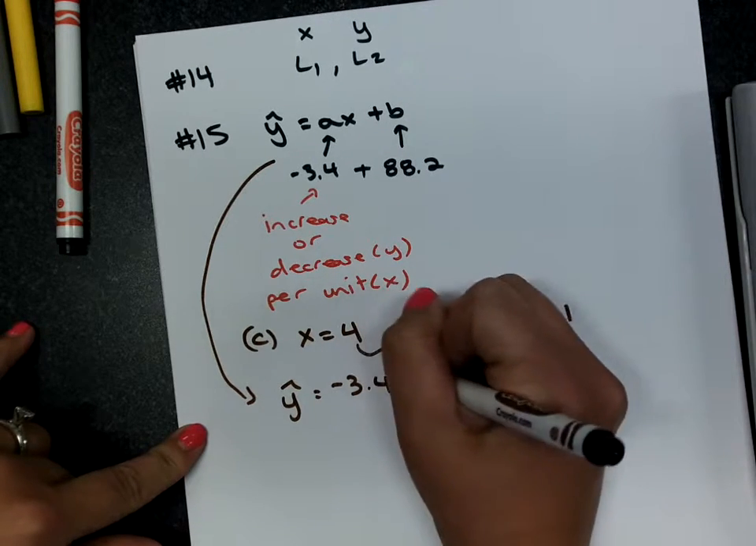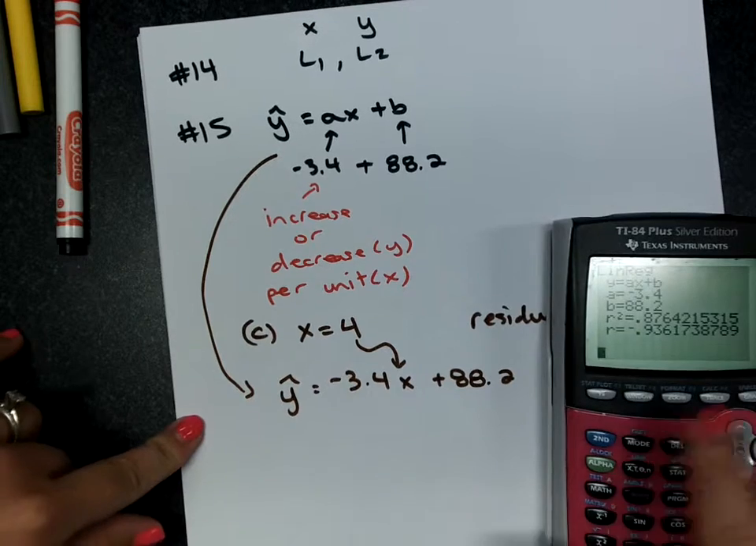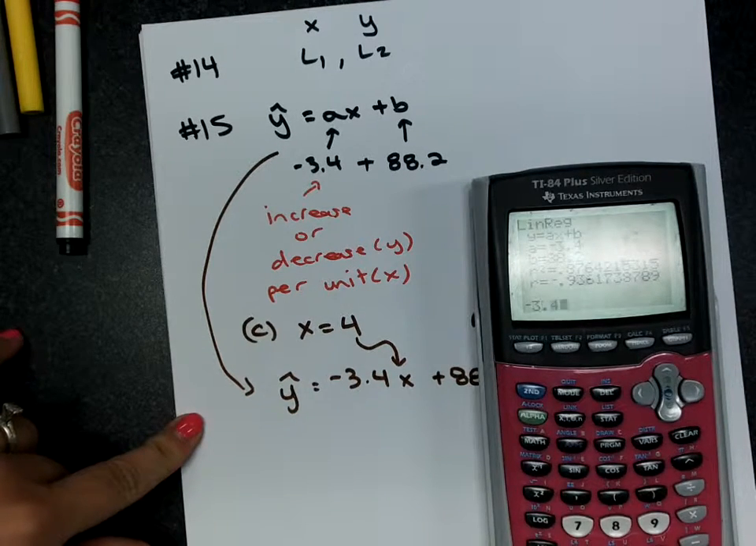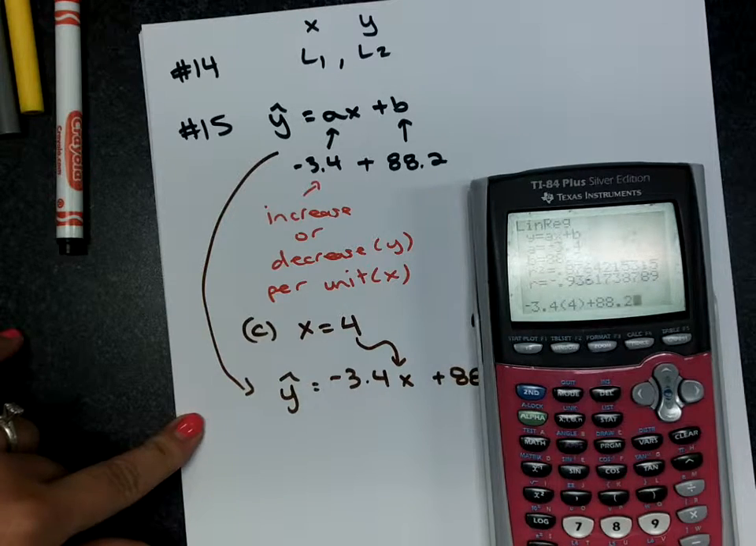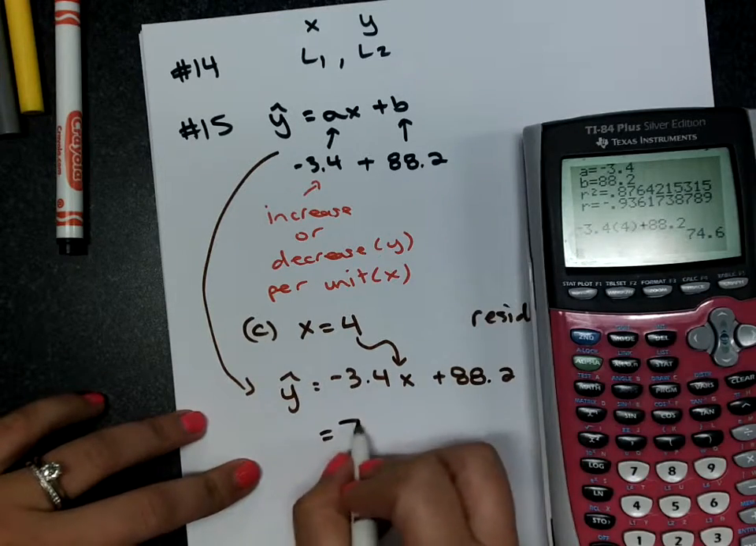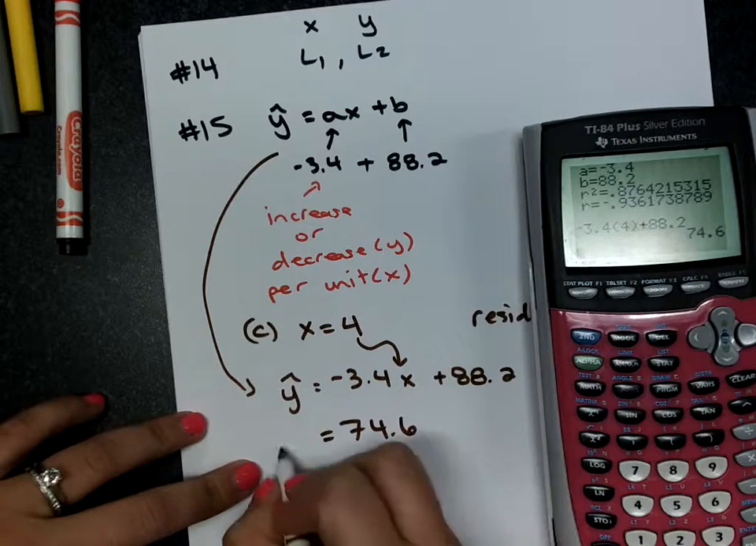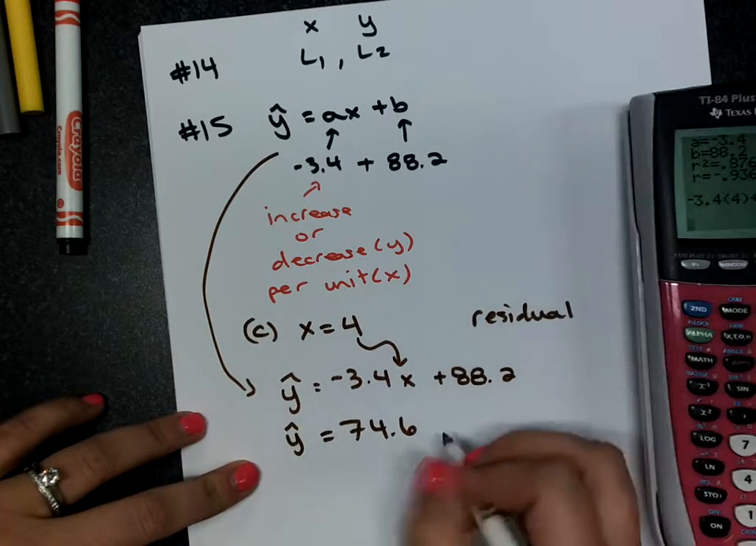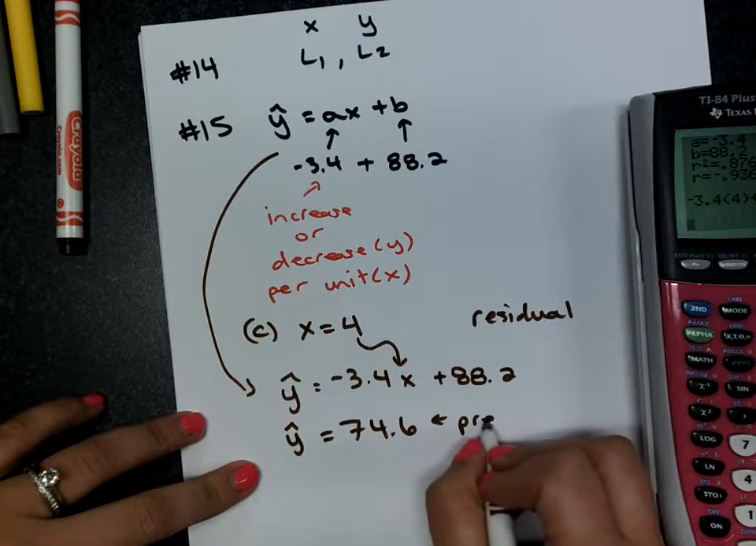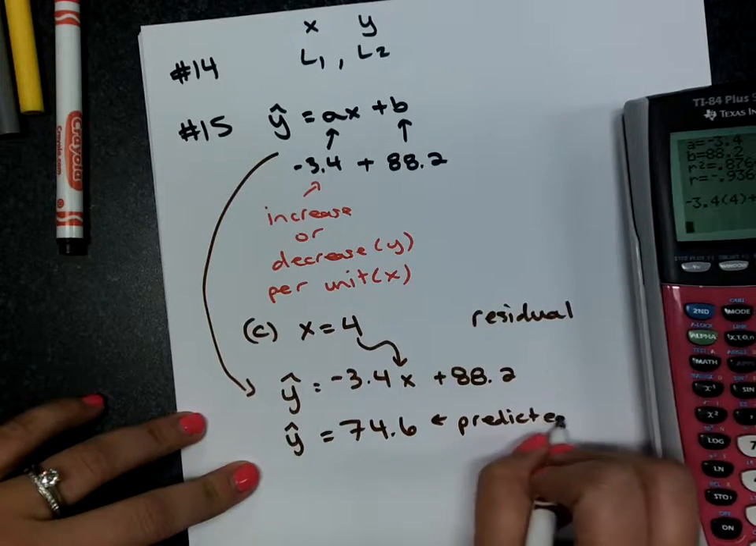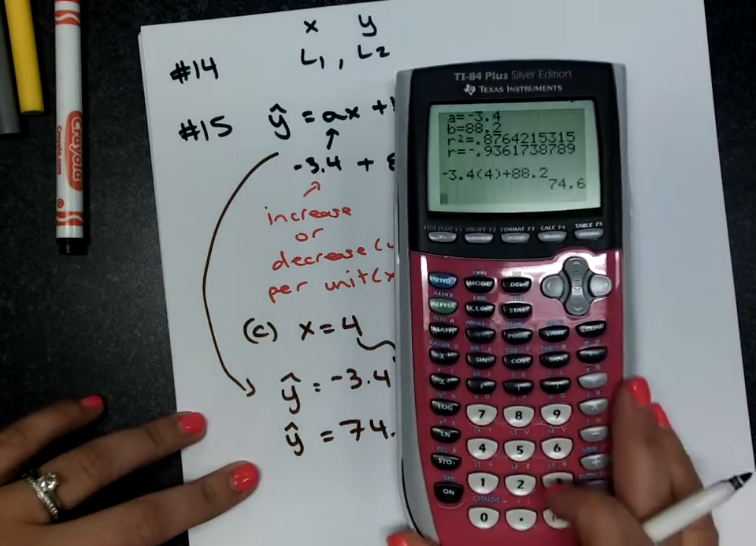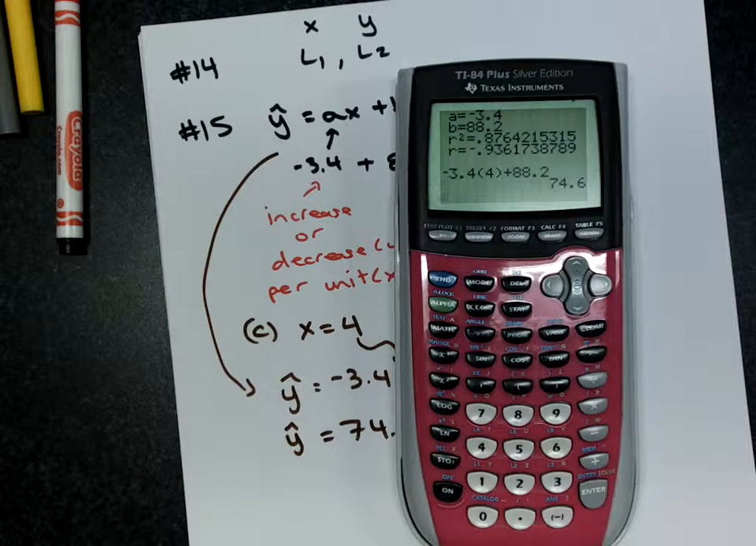We're going to plug in 4 for x. You can just let the calculator do this. Negative 3.4 times 4 plus 88.2. And that gives you 74.6. That is what we call a predicted value. It's not the actual value, it's just a prediction. So we use the calculator to get 74.6.